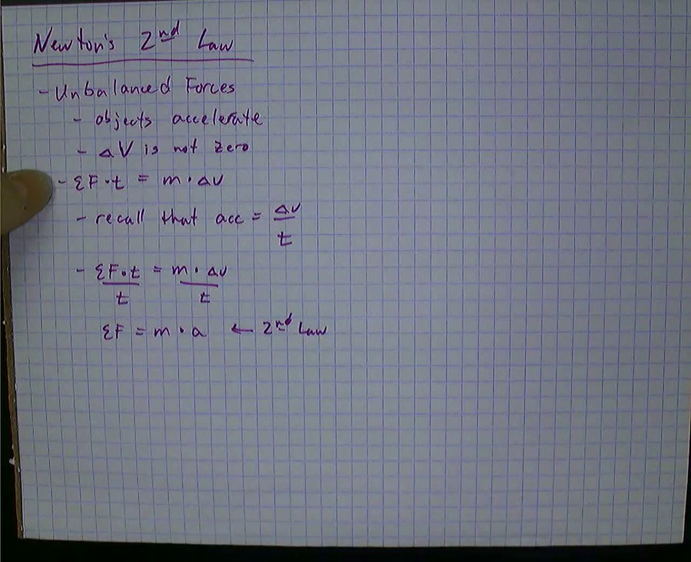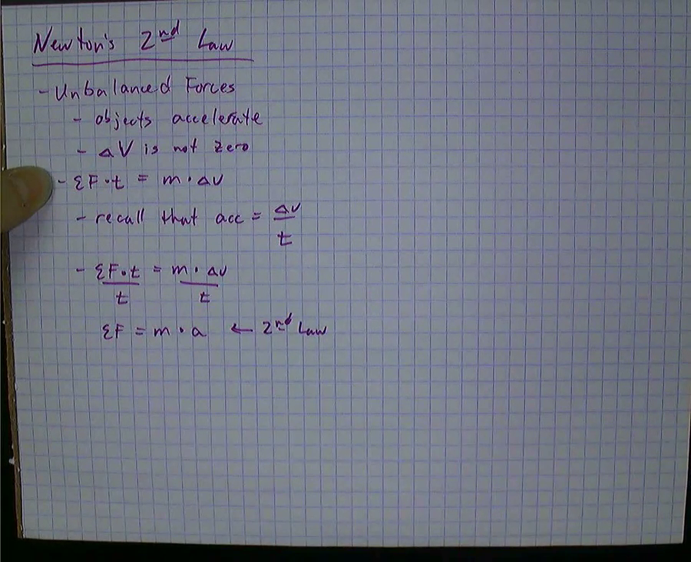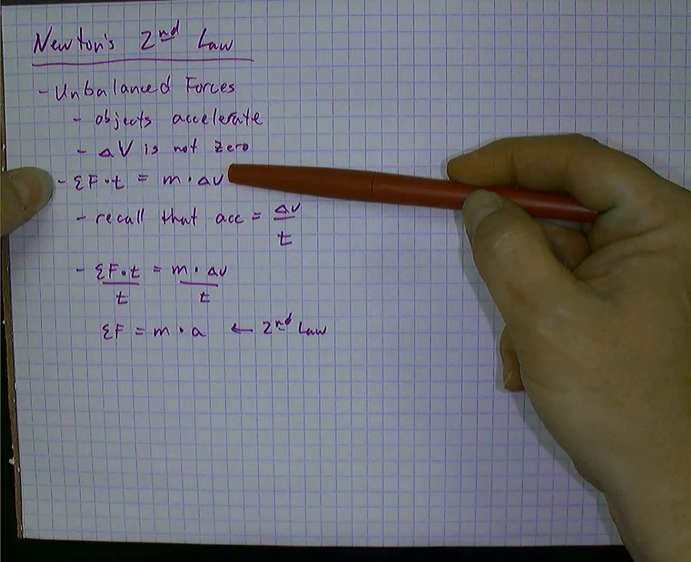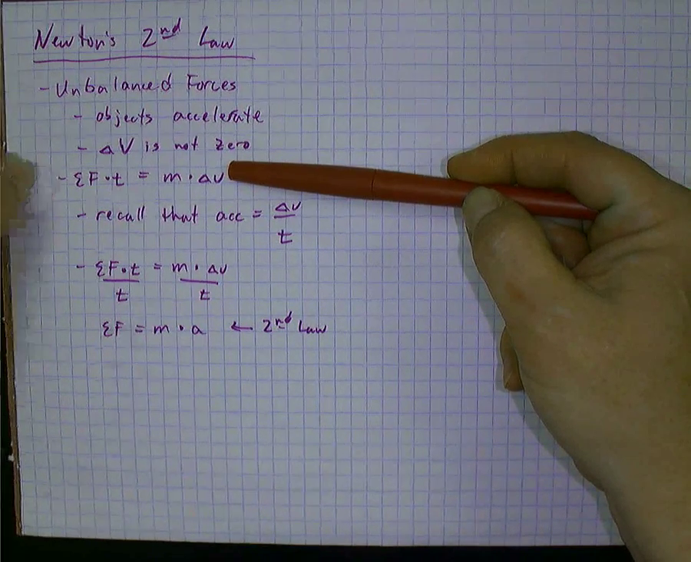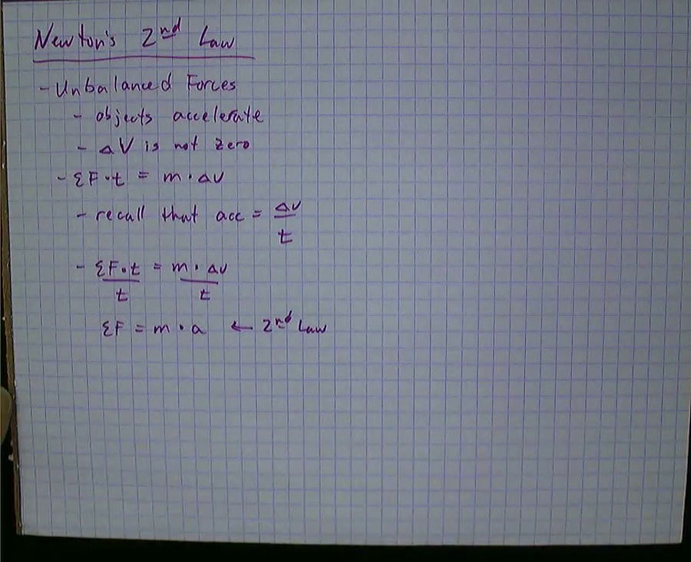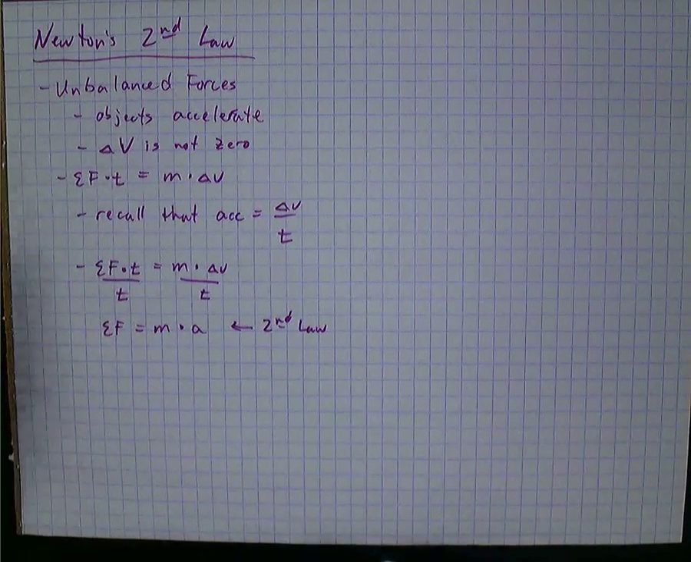Remember that from Newton's law of motion that we talked about quite a while ago at the beginning of Unit 4, when delta V was equal to zero, that meant there was no acceleration, and it gave us that net force was also equal to zero. We worked through a lot of questions and problems where net force was always equal to zero.